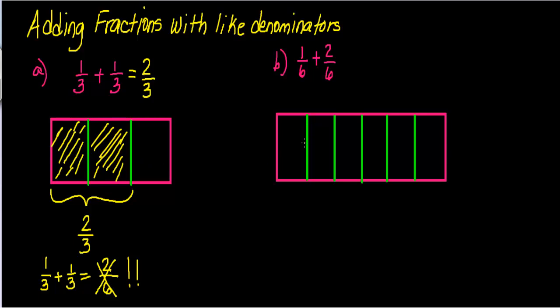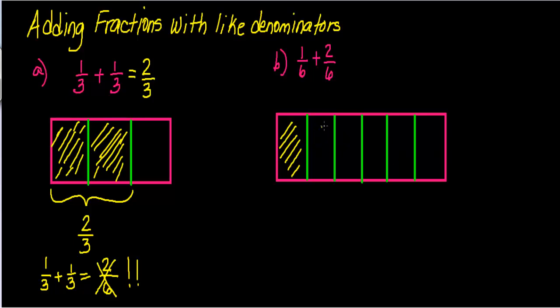Let's do another example. Here I have 1/6. If I shade it in here, this is 1 out of 6: 1, 2, 3, 4, 5, 6. I've broken this rectangle into 6 pieces. So I shade 1 out of 6, and I'm going to add 2 out of 6. So 2 out of 6 would be to shade 2 more pieces out of the 6.